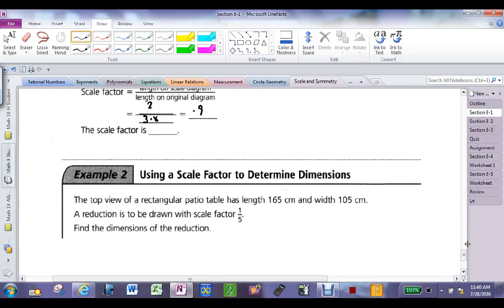Now, real life. 165 by 105. How big's the reduction? What do I got to do with those two numbers? What do I do with every measurement to create a scale diagram? Divide. No. Multiply. Multiply by what? By 1 over 5. No, by 5. By 10. But divide by 10. By 5.